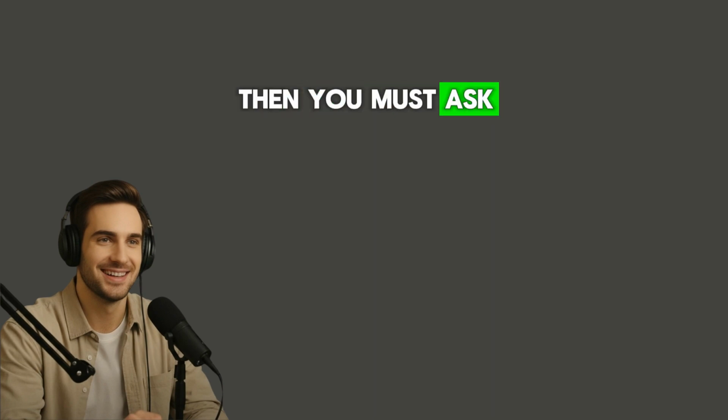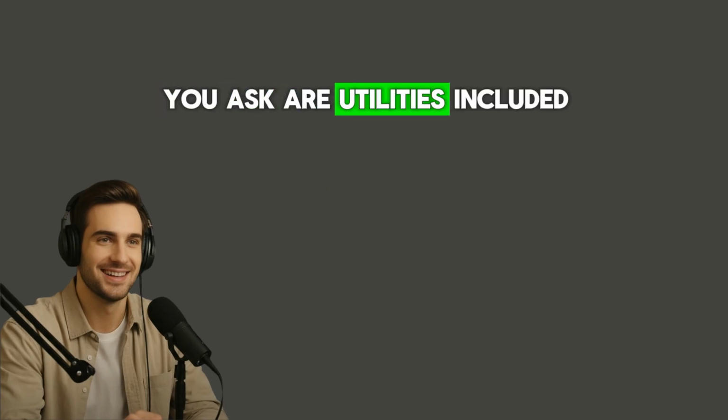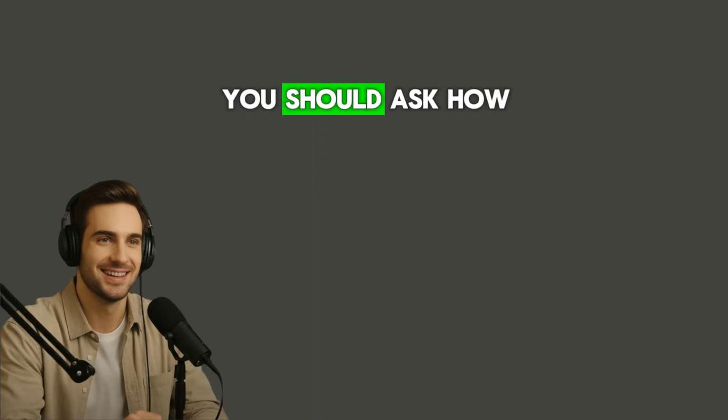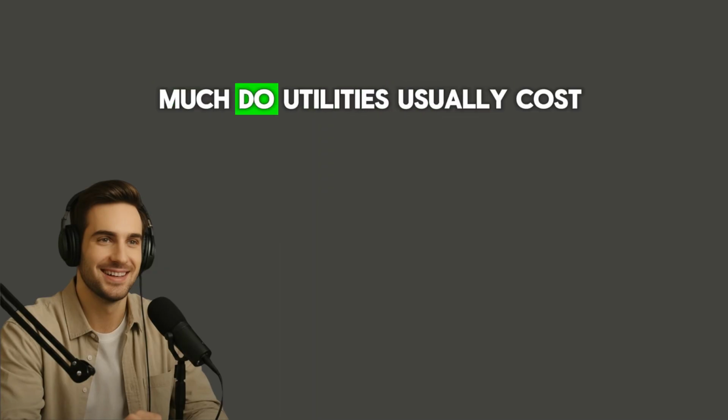Then, you must ask about the extra costs. You ask, are utilities included? Remember, you need to know if you pay for water and electricity. If the landlord says, no, you should ask, how much do utilities usually cost? This helps you plan your budget.